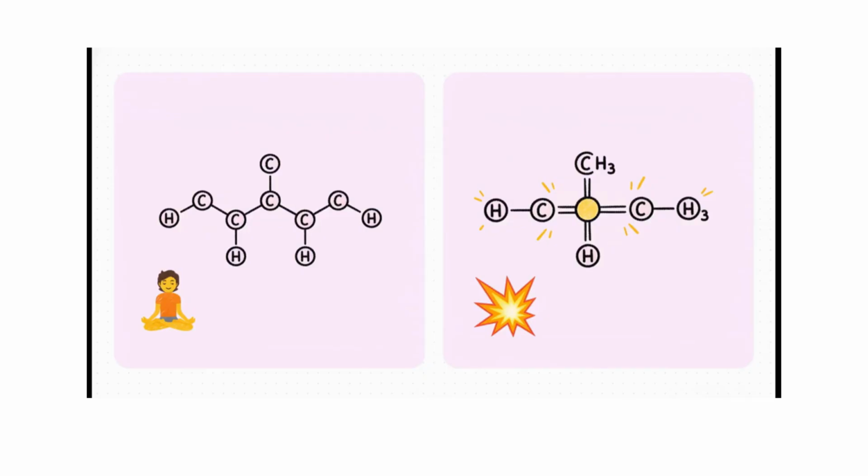And this difference in bonding leads to another key distinction. You could almost call it their personality. We call alkanes saturated because they're holding the maximum number of hydrogen atoms possible. They're stable, kind of reserved. But alkenes and alkynes, they're unsaturated. Those double and triple bonds are like an open invitation, making them much more reactive and, well, ready to mingle chemically.